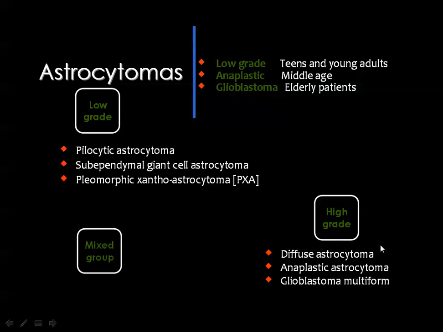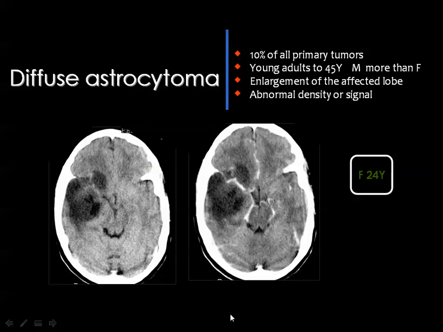Then we came to the three types of the high-grade astrocytomas, which include diffuse, anaplastic, and the GBM. We start first by the diffuse astrocytoma, and these tumors represent about 10% of all primary intracranial tumors. It occurs in young adults up to the age of 45 and even more, and this tumor does not show any contrast enhancement. And you see in this CT scan a well-defined hypodense lesion. After injection of contrast media, you cannot see any pattern of enhancement. You see only the middle cerebral artery.